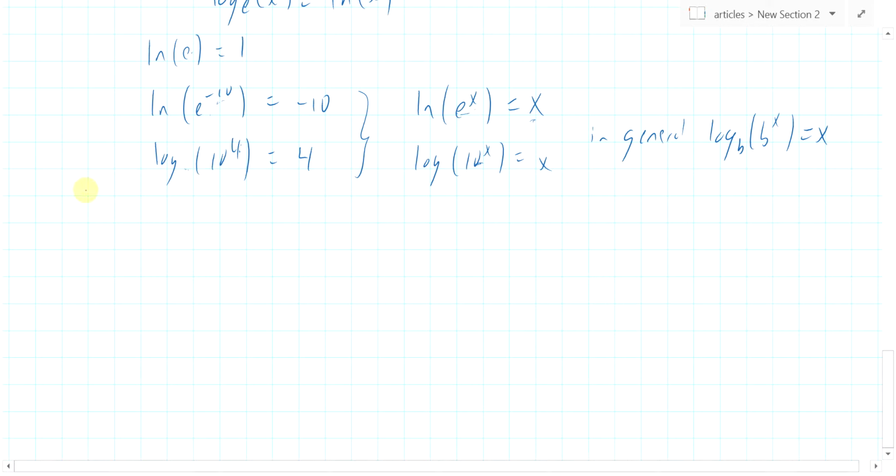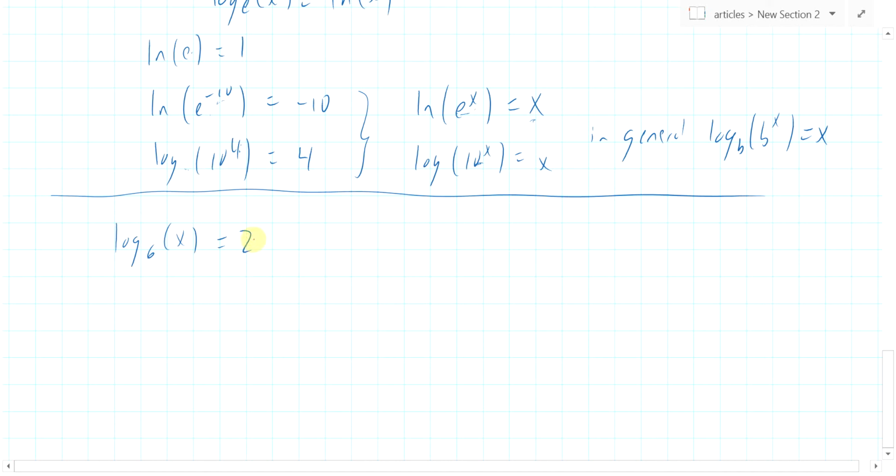And then two last examples. Suppose we want to know log base 6 of x equals 2. So what's x here? Well, 2 is the power that we raise 6 to get x. So what is 6 squared? 36. So log base 6 of 36 is 2 because 6 squared is 36.